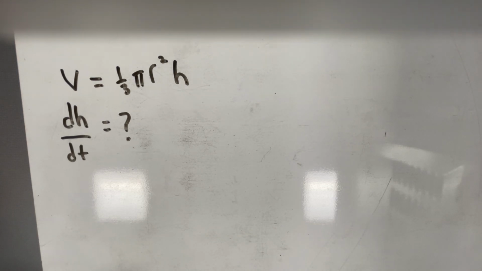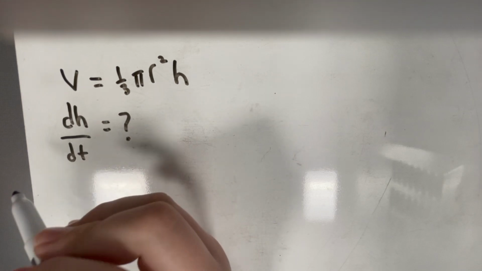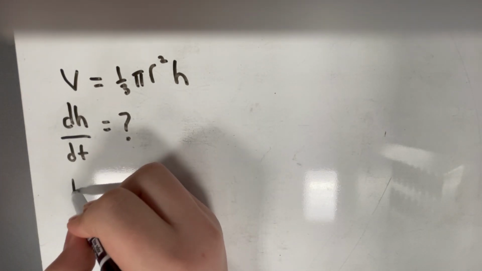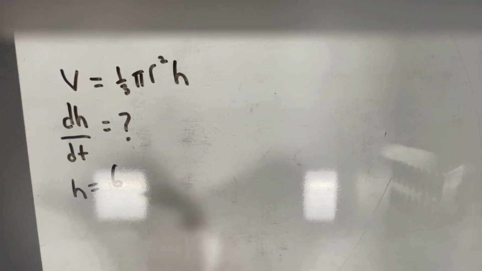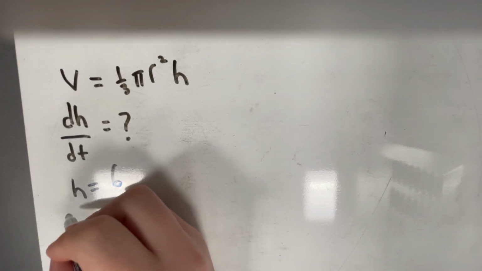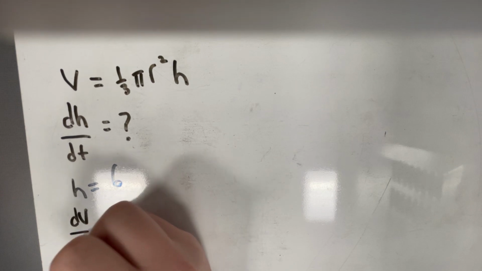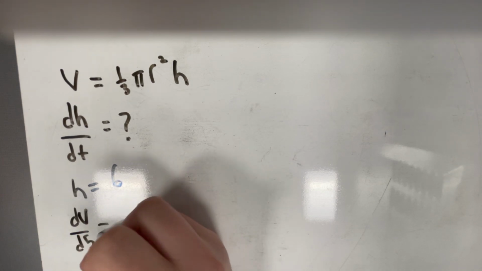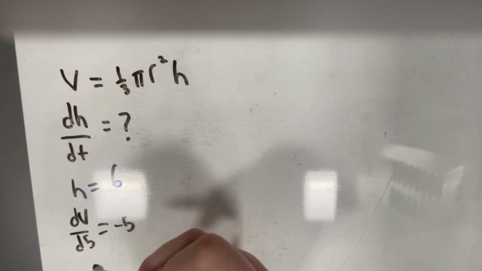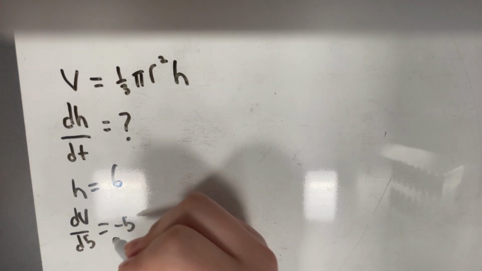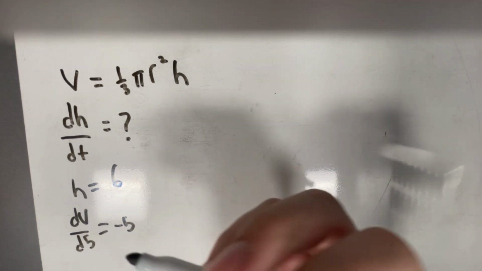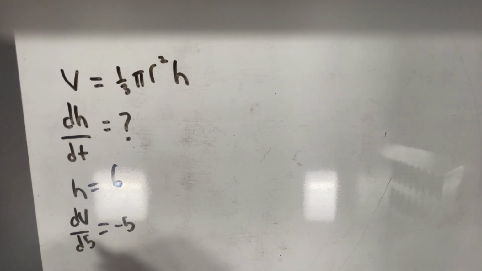We know that at the point we're looking at, h is going to equal 6, so the water is 6 meters deep at that point in time. We also know that the volume is dropping at -5 meters per unit t. It's important to catch the negative there because we're losing water, not gaining water. You're going to go the wrong way if you don't catch that.